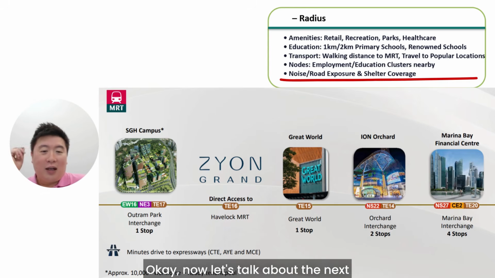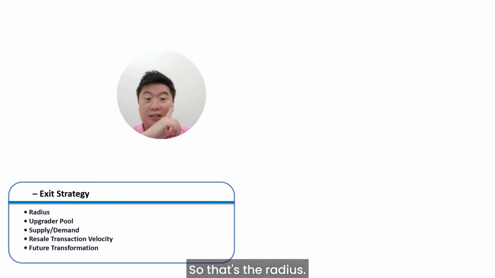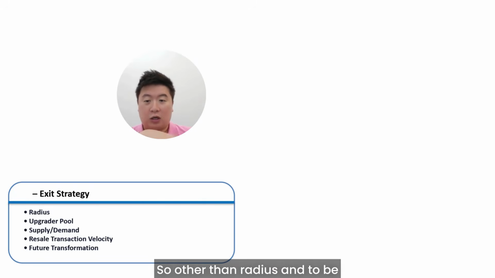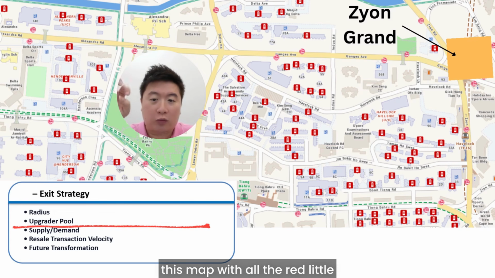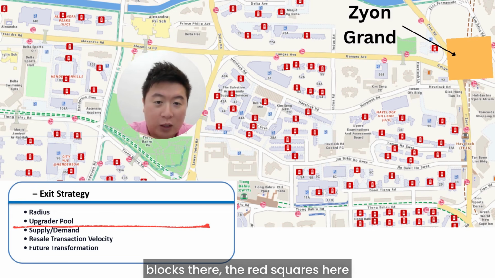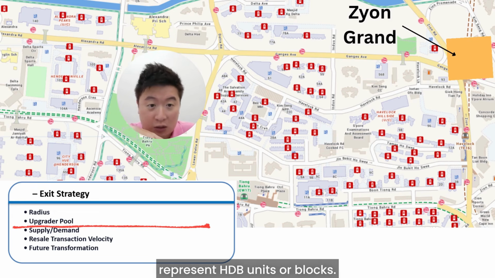Okay. Now let's talk about the next portion, which will be exit strategy. So that's the radius. Now we're going to talk about exit strategy. So other than radius and project details, project forming part of your exit strategy, there's also the upgrader pool, which I will talk about now. So if you look at this map, the red squares here represent HDB units or blocks.